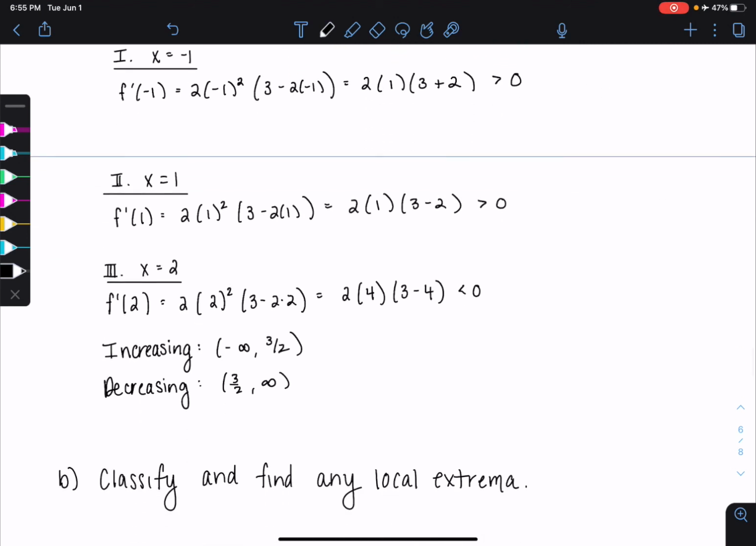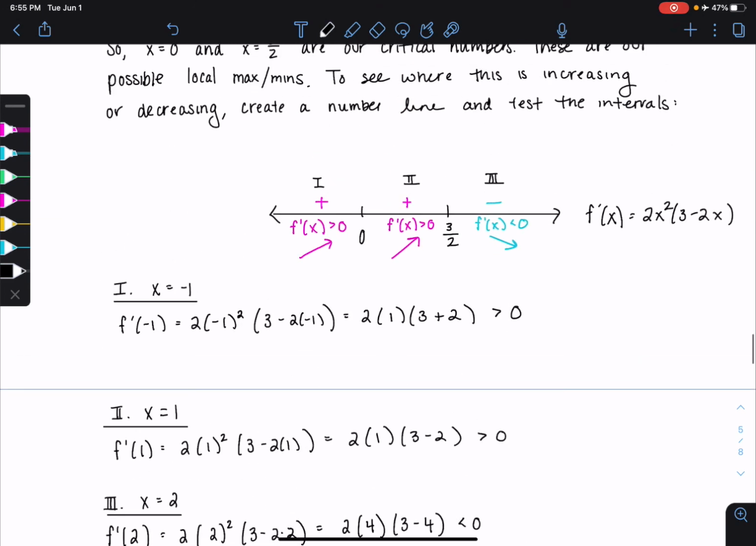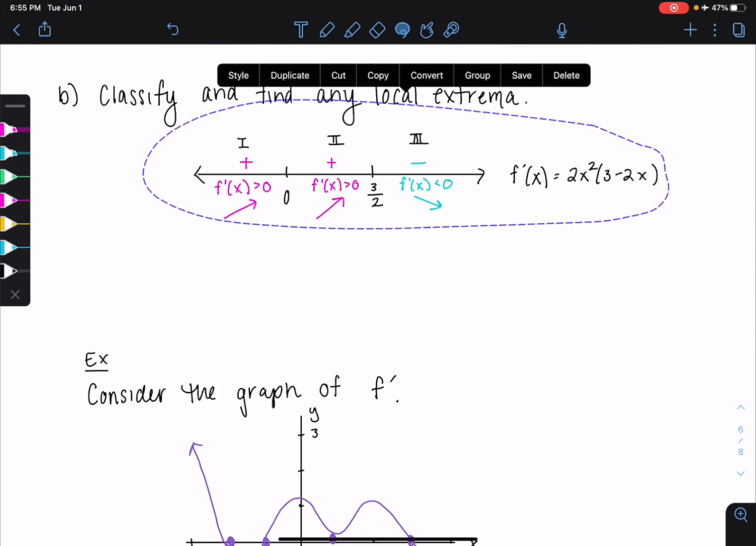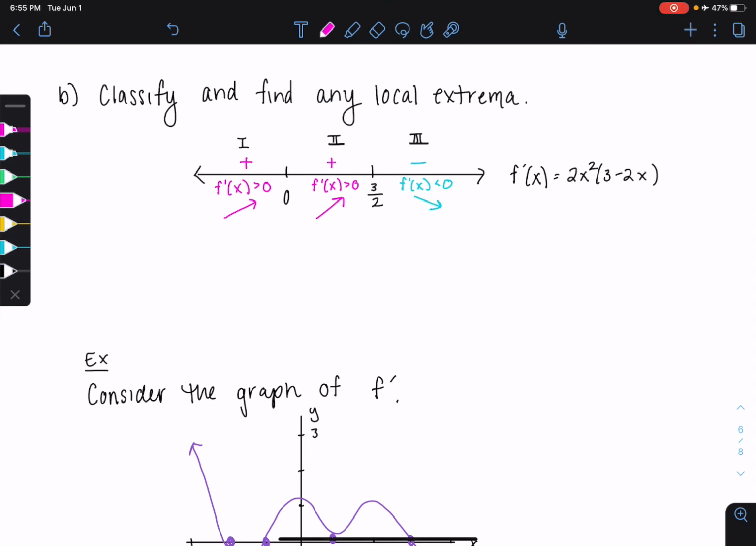Now the second part asks us to find and classify any local extrema. Well, we did that really. Go ahead and just bring this right down here. There is no change at 0. I just keep going through that point and continue up. So that means nothing happens at 0. So there's no change around x equals 0, so it is not a local max or min.